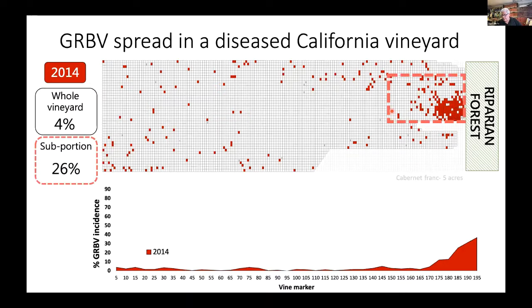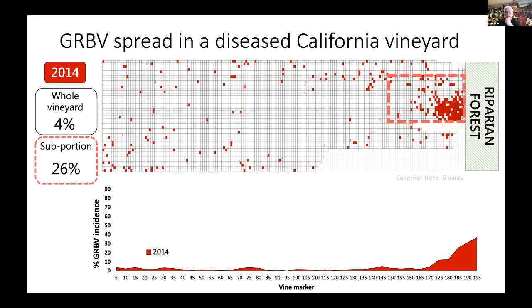And when you listen to me, I'm very proud of the grad students in my program, particularly when they prove me wrong. And obviously their work on virus spread in this block proved me wrong. And I will explain shortly why. So we started to map the distribution of diseased vines in 2014.